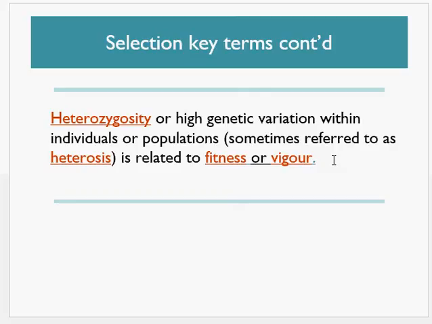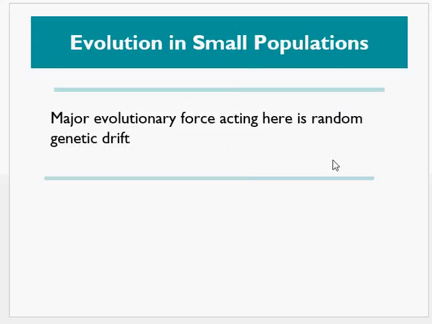When we move to smaller populations, on the other hand, the major evolutionary force causing change in allelic diversity tends to be random genetic drift. And I'm going to tell you why. First of all, I'm going to tell you what random genetic drift is, and then I'm going to tell you why it is the major evolutionary force in small populations rather than selection.